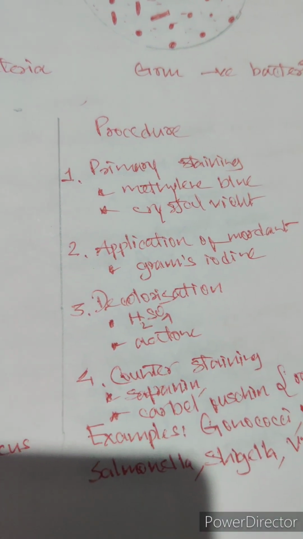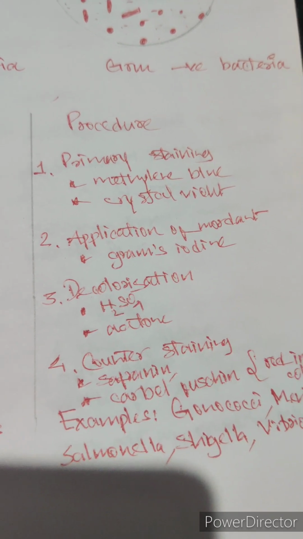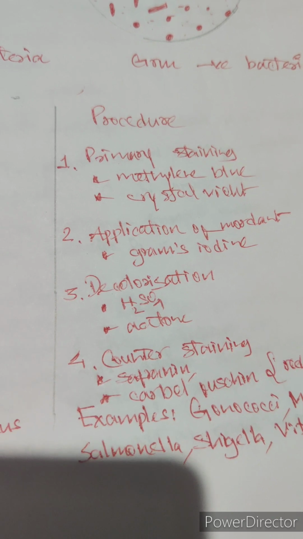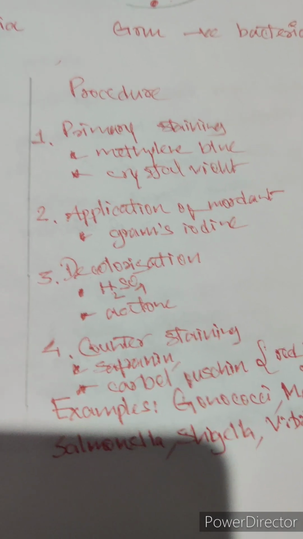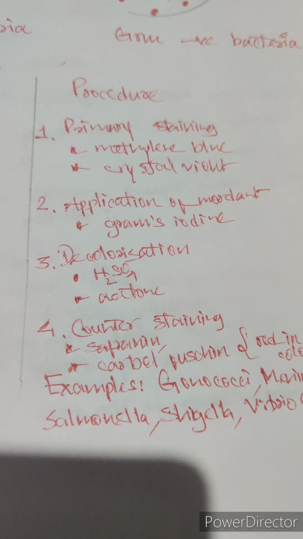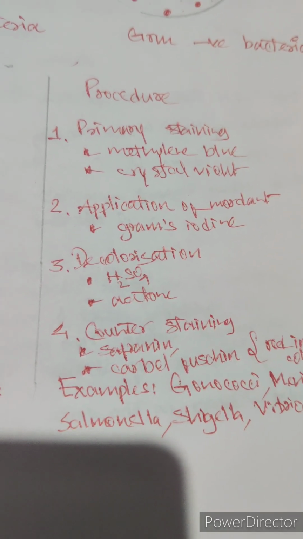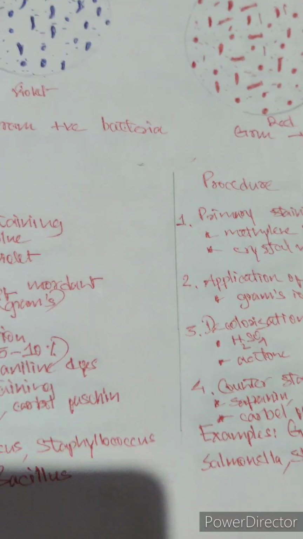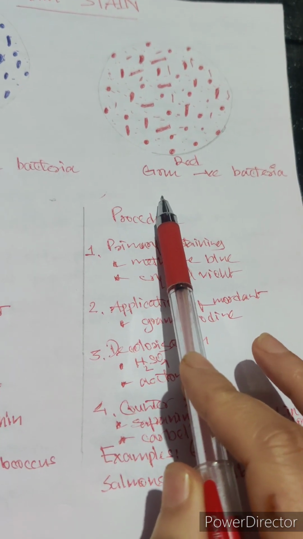So in this step, as I told you earlier, the primary stain was decolorized. The reason being the small amount of mucopeptide content and the larger amount of lipid content. After decolorization, the primary stain, which was violet in color, is already decolorized. So what will happen if we put another stain, your counter stain such as safranin or carbol fuchsin? Since it is already decolorized, they will take on its color. That's the reason why this gram-negative bacteria happens to be red in color. So this is your basic difference: your gram-positive bacteria is violet in color and your gram-negative bacteria is red in color.